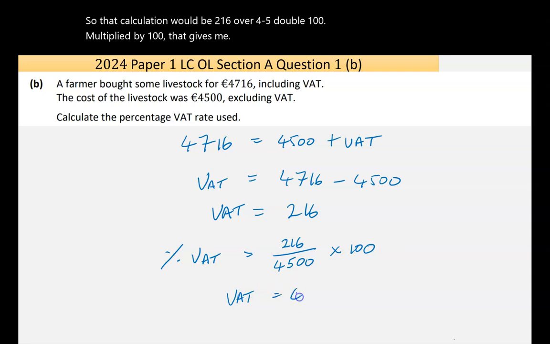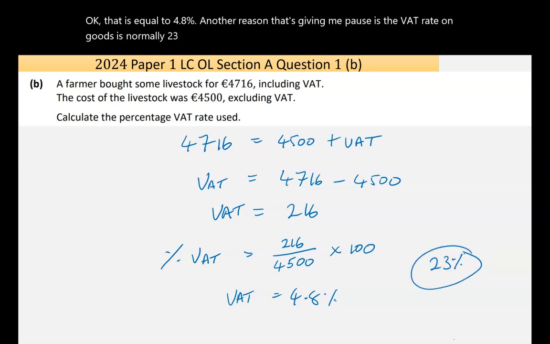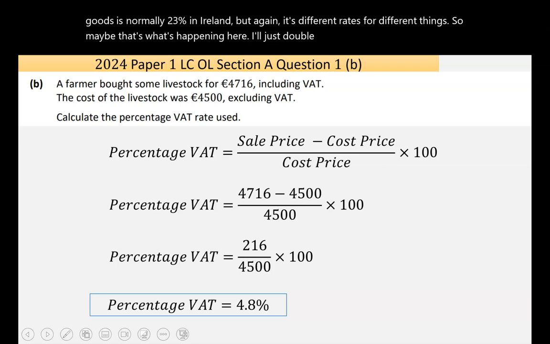That gives me, okay, VAT is equal to 4.8%. Now, the only reason that's giving me pause is the VAT rate on goods is normally 23% in Ireland. But again, there's different rates for different things, so maybe that's what's happening here. I'll just double check the answer I have here.